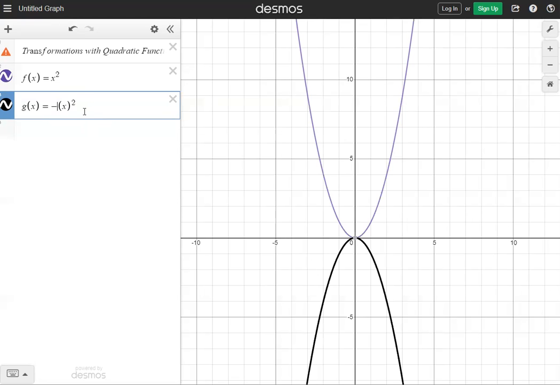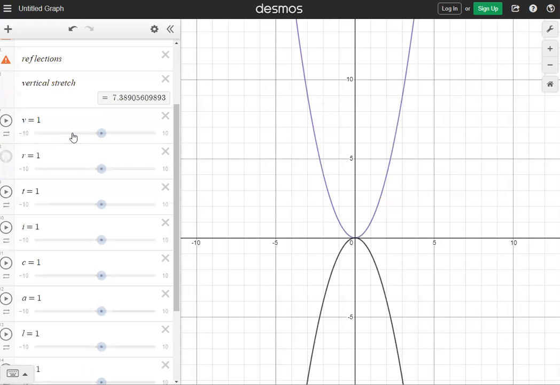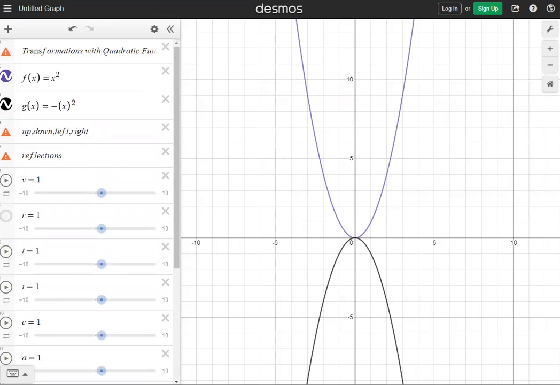So that is transformations with quadratic functions. And once again, you can move up, down, left, right. You can also do reflections, and you can also do vertical stretches, and you can also do horizontal stretches. So that is transformations, and I hope that helps.